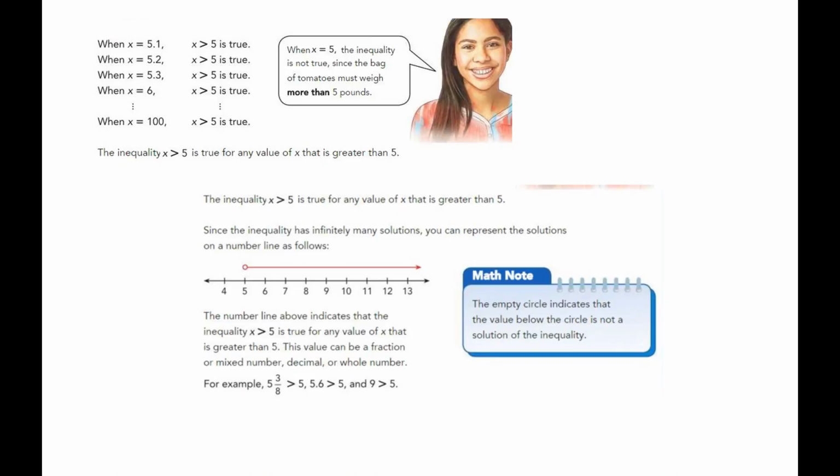All right. So that's how we can show x equals 100 is true. You know that because we have an arrow here that says all these numbers past 13 are true as well. And again, this doesn't just count for whole numbers, but any fractions, decimals, things like that, and of course whole numbers.